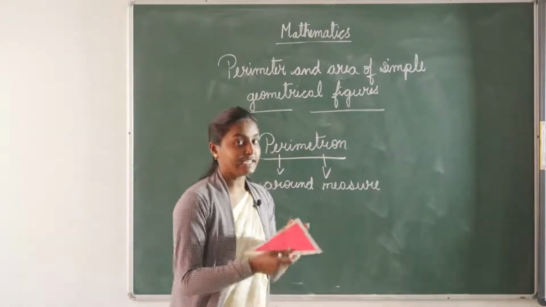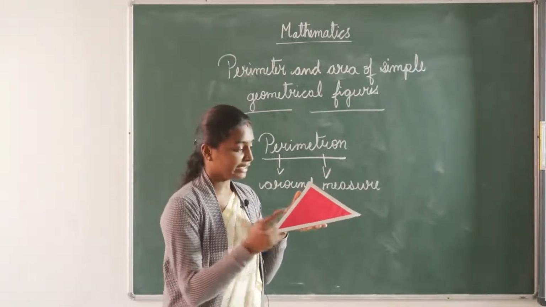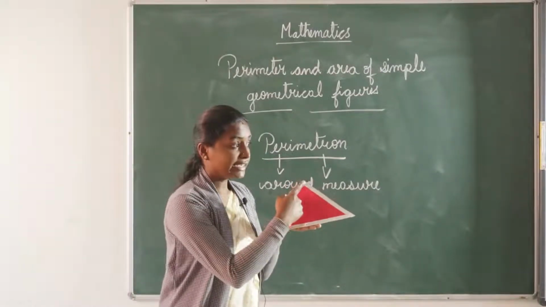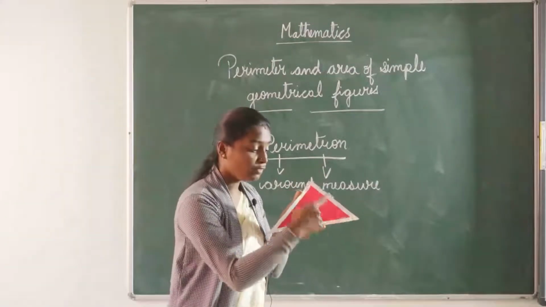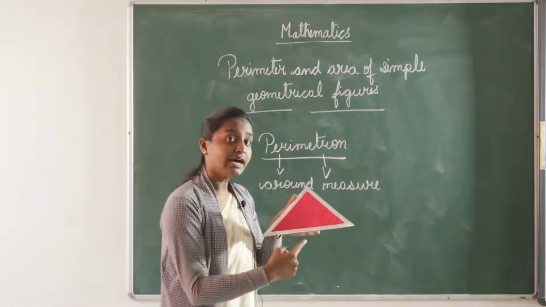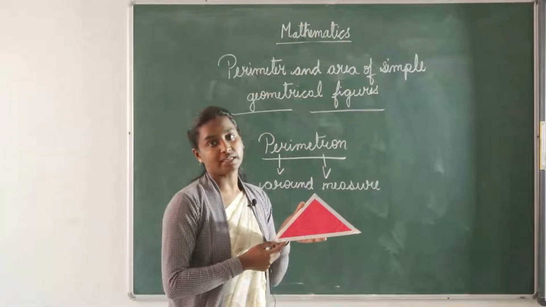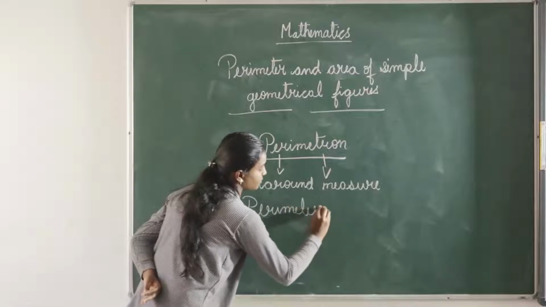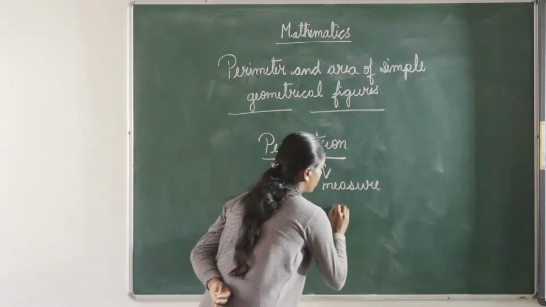If I want to find the perimeter of this figure, you can observe how many sides there are. 3 sides, right? Each side has its own measurement. So the perimeter is the sum of the lengths of all the sides. We should add all the 3 sides, and if we add them, we will get the perimeter. So, what is the meaning of perimeter here? It is the sum of the lengths of all the sides.